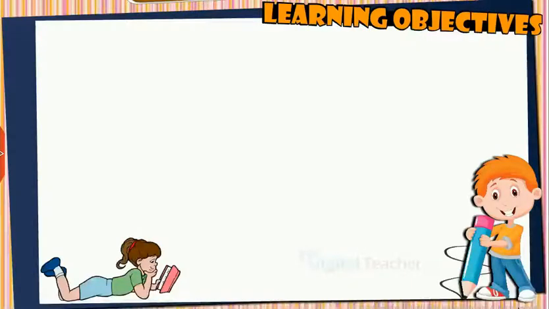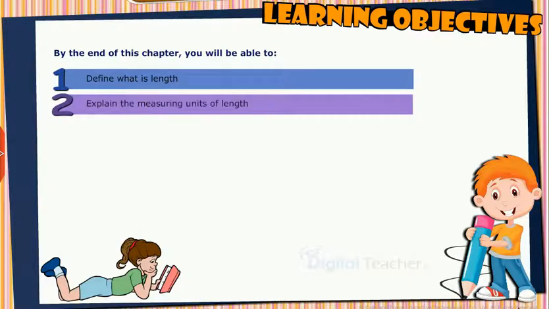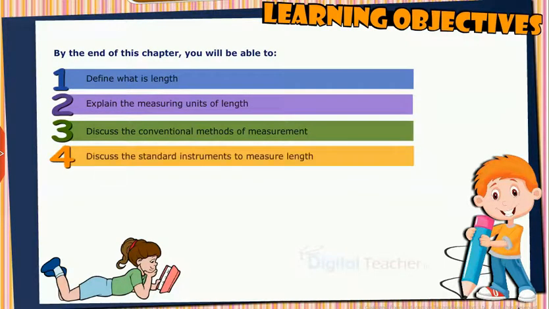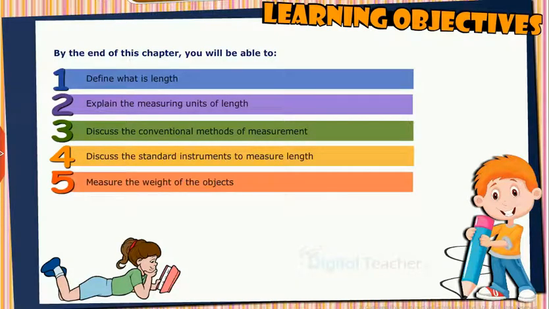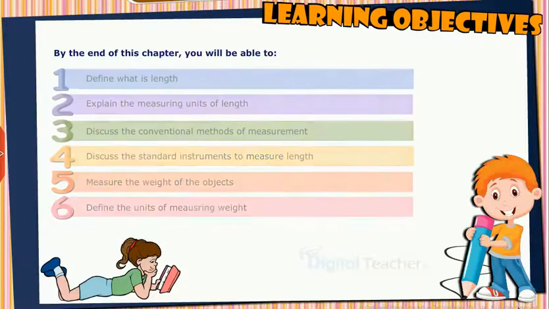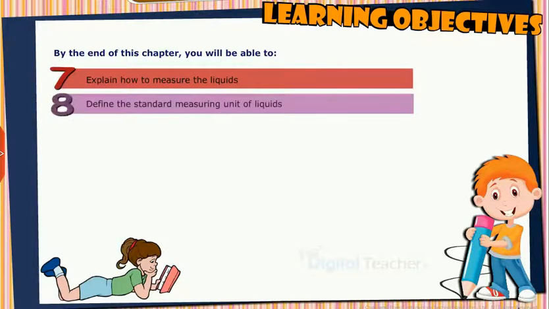Learning objectives. By the end of this chapter, you will be able to define what is length, explain the measuring units of length, discuss the conventional methods of measurement, discuss the standard instruments to measure length, measure the weight of the objects, define the units of measuring weight, explain how to measure the liquids, define the standard measuring unit of liquids.